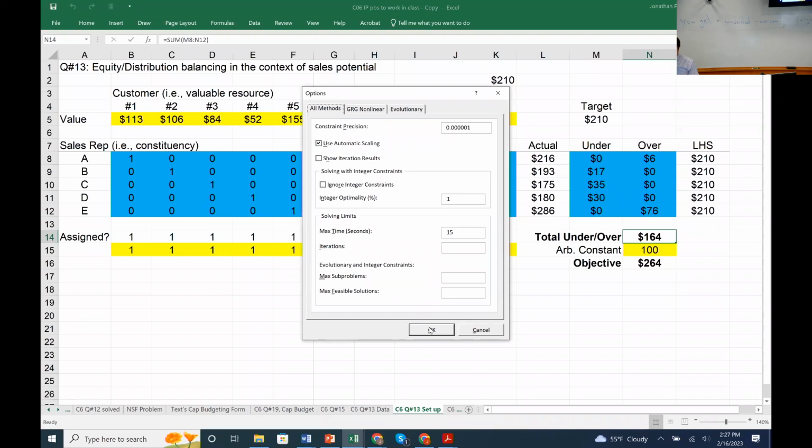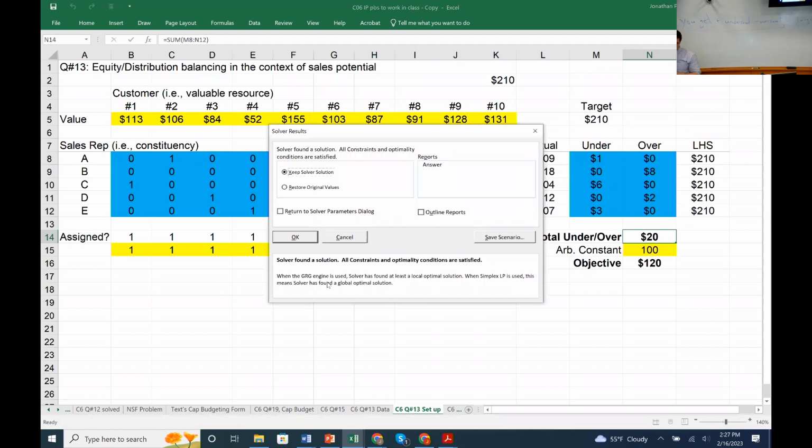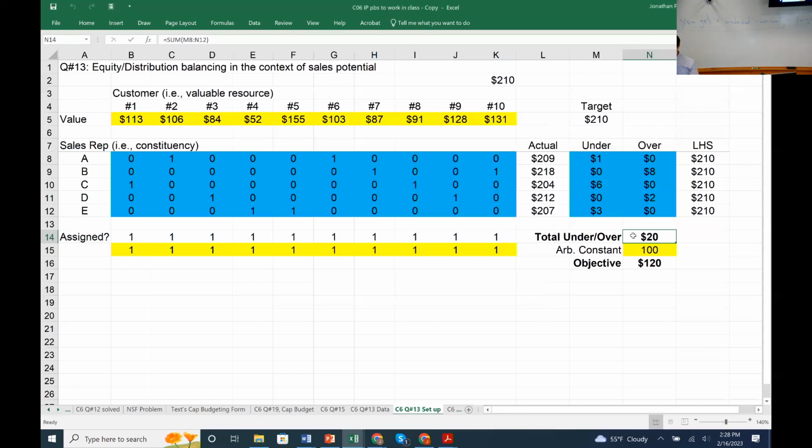I'm trying this with a 1% tolerance, see how it goes. It is working. So you can see this is not solving instantly. And it says, I found a solution, all constraints and optimality conditions are satisfied. And this is clearly a better solution than before. I don't remember what it was, 1683 or something. Yeah, all right. So this is way better. And you guys can see this is pretty darn good.